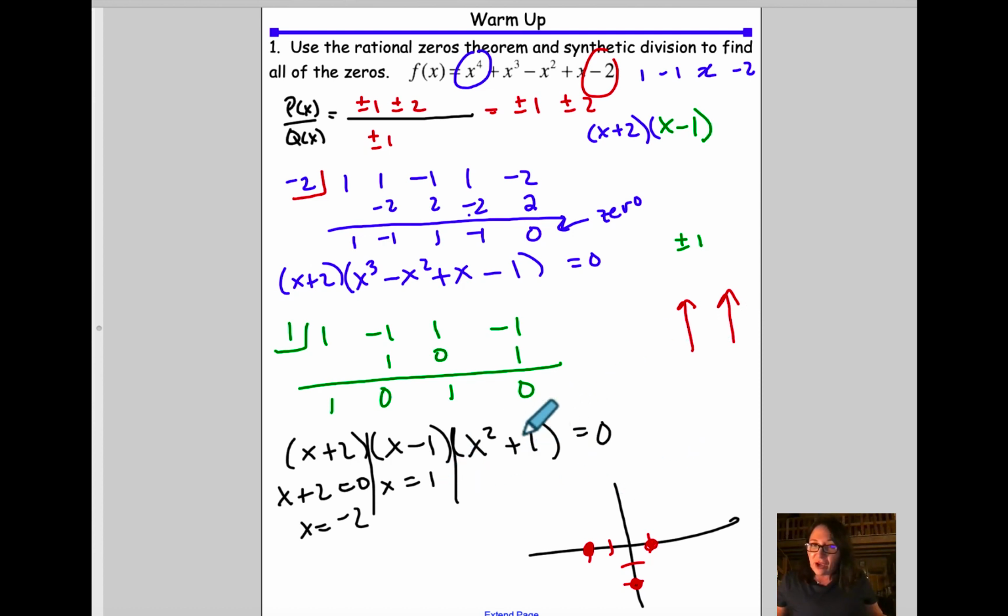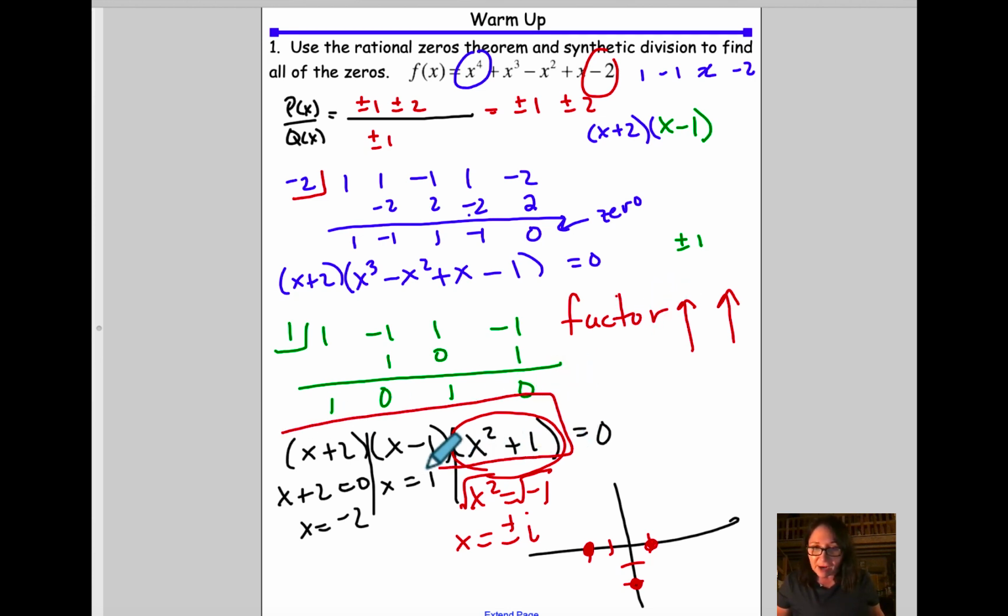That being said, this is happening here. And if I were to set that equal to 0, I'd get x squared equals negative 1. And when I square root both sides, I get x equals plus or minus i. So realistically, if they want to know what are all the zeros, these are my factors, but my zeros are going to be negative 2, positive 1, and plus or minus i. So those are all my zeros.